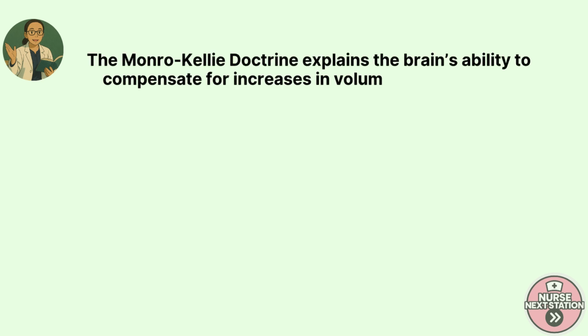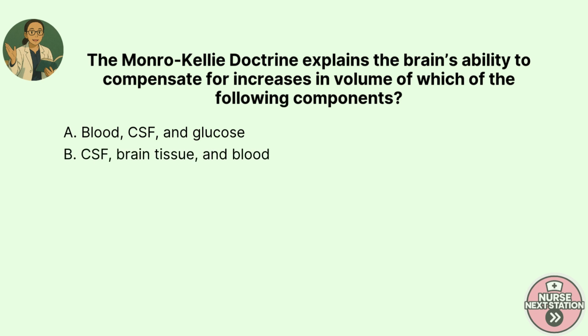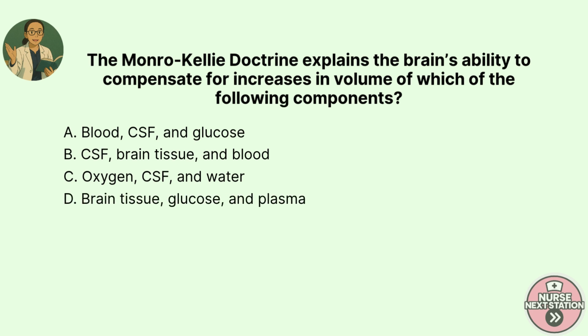Next, the Monro-Kelly doctrine explains the brain's ability to compensate for increases in volume of which of the following components? A. Blood, CSF, and glucose. B. CSF, brain tissue, and blood. C. Oxygen, CSF, and water. D. Brain tissue, glucose, and plasma.